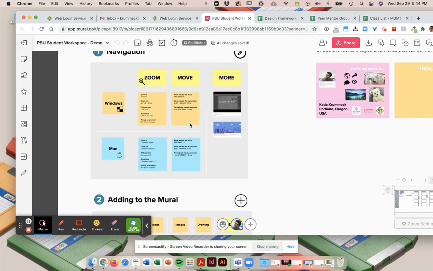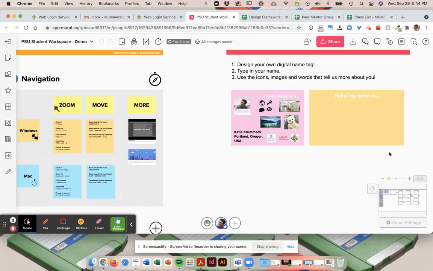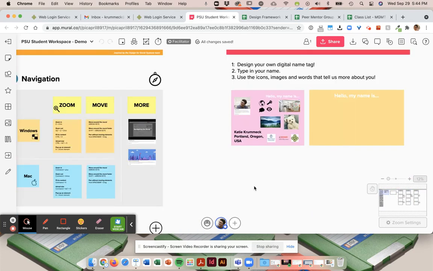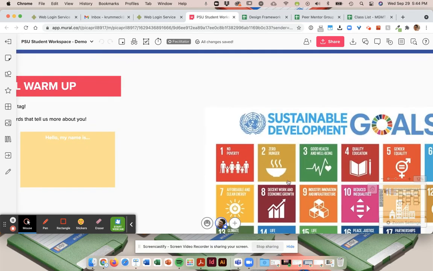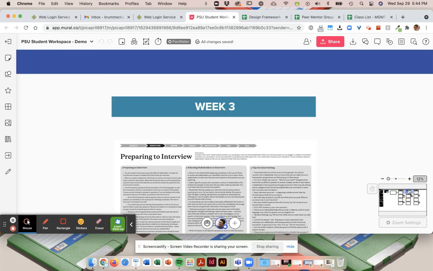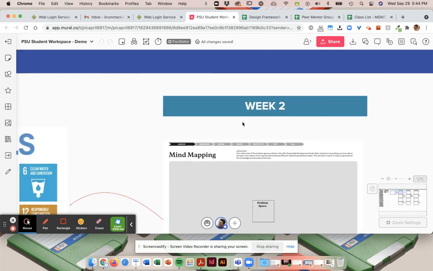I think the two main things to really consider are how do you move around the board? So how do you zoom in and out? Let's see if I can get it to work. Zoom in and out. How do you scroll around and move around the board? And then also, how do you use this map here? So if I know I'm in week 3, I can click here on this little map in the right-hand corner, and it will take me to the different spots.